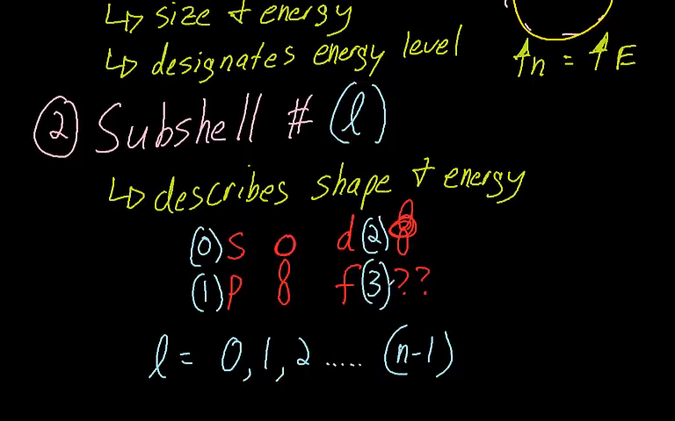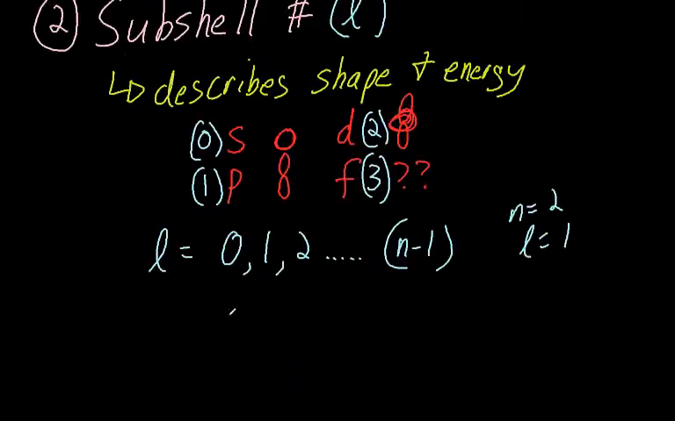And so let's say I'm in the second energy level. That means n equals 2, which means that L is 1, and so I'm going to have a P shape, this dumbbell shape.